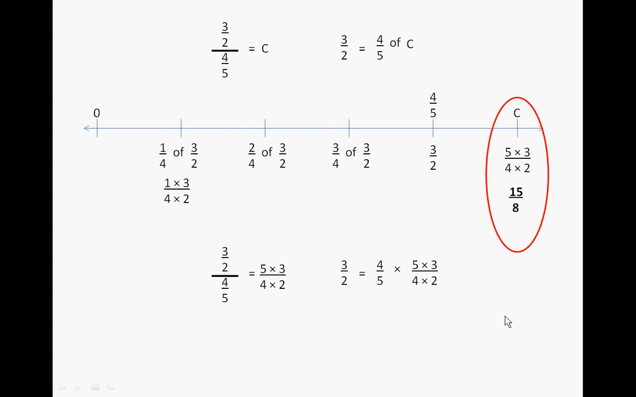And notice what happens. If we multiply this all the way across, I get 4 times 5 times 3 and 5 times 4 times 2. Using our cancellation law, we can get rid of the 4s and the 5s, and we're left with 3/2. That's what we started with, 3/2, and we ended with 3/2. So this proves that C is 15/8. All right, let's take a look at another one.